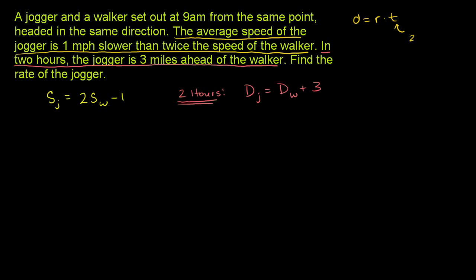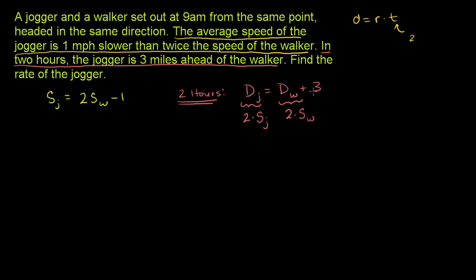So the distance that the jogger traveled is just going to be 2 hours times the speed of the jogger. Distance is equal to rate times time, or times rate, either way. What's the distance of the walker? Well, it's going to be 2 hours times the speed of the walker.